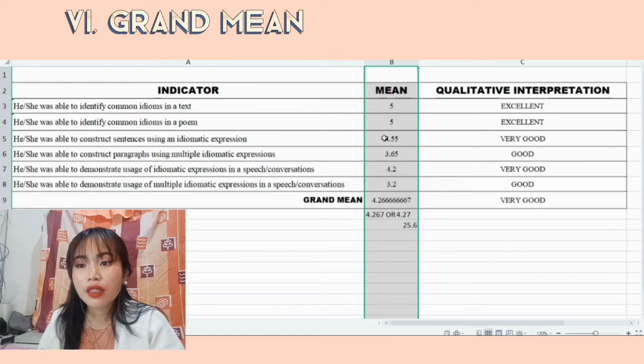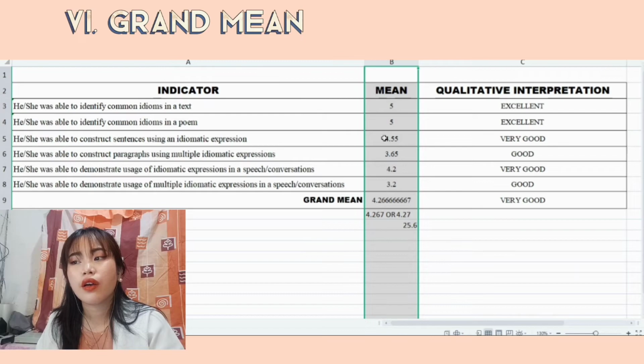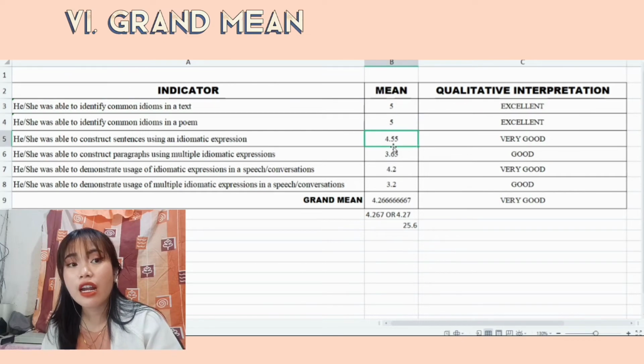Next is the mean, or the total ratings of these indicators as what we solved earlier, and then the qualitative interpretation of these total ratings based on the equivalent of the ratings from our checklist. So 5 is interpreted as excellent, 4 is for very good, 3 is for good, 2 is for fair, and 1 is for poor. So those are the equivalents of those ratings, what we call qualitative interpretations.